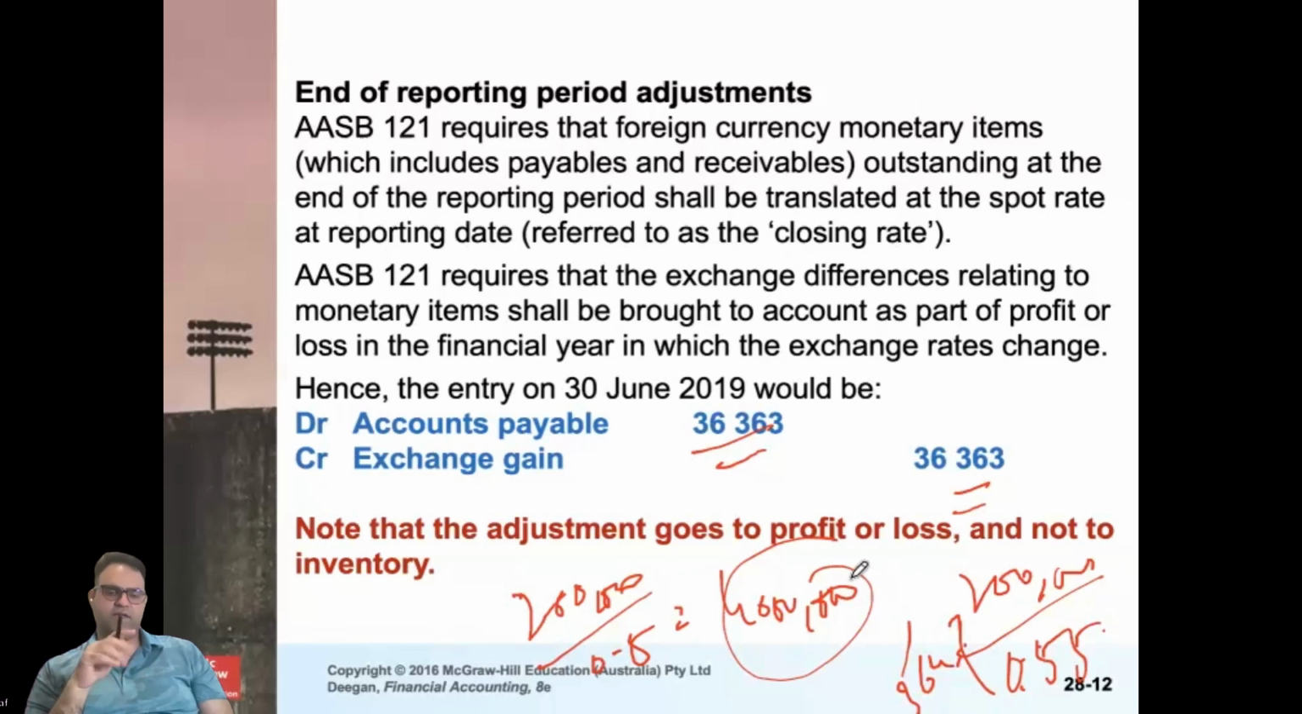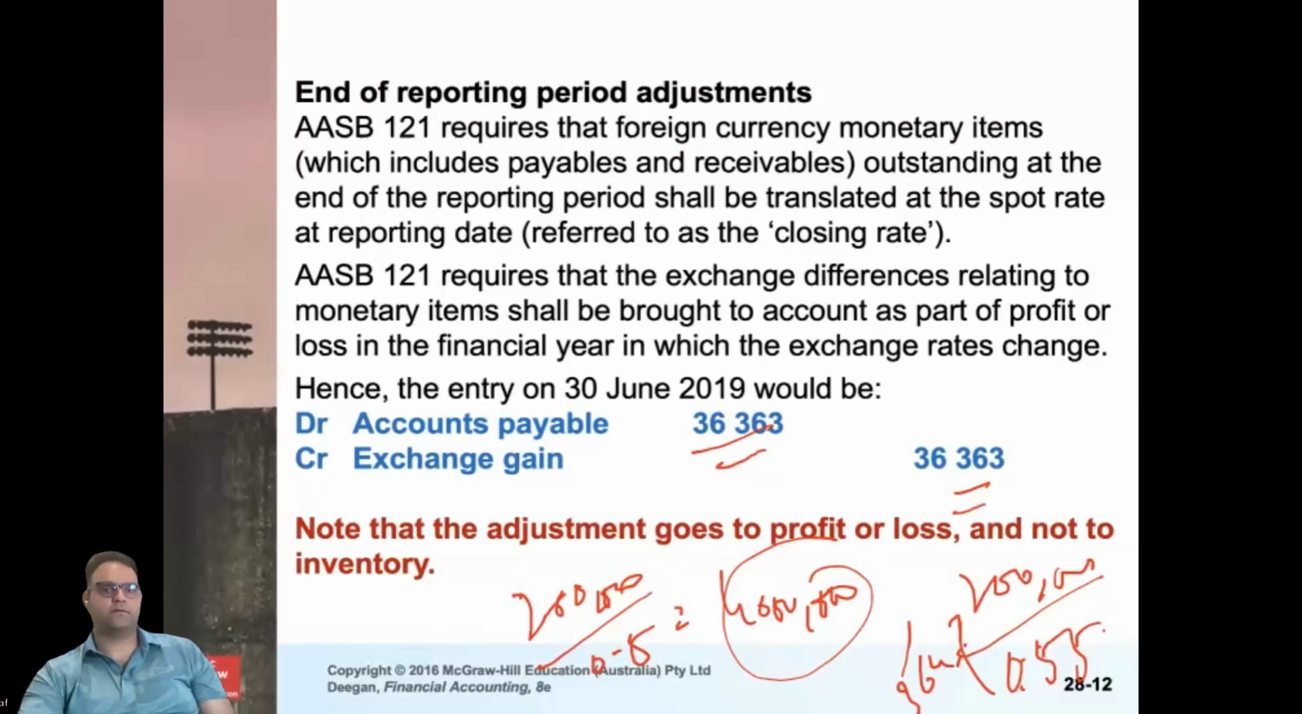So whenever there is a difference in the exchange rate from the day we do the contract until the year end or the presentation date, any profit or loss from that fluctuation of the currency is considered profit or loss, and it will be charged to the profit and loss account. So that gain or loss on the exchange will be charged to the profit and loss. That's the primary rule.